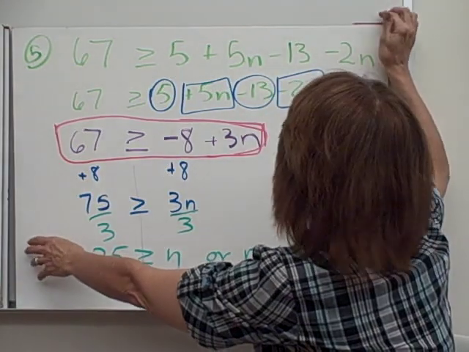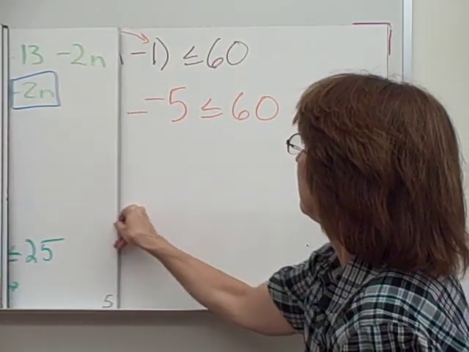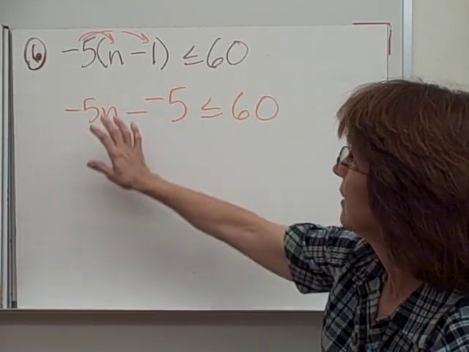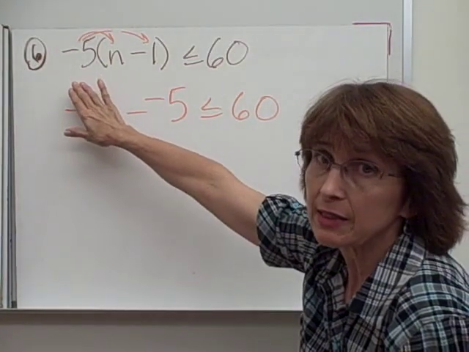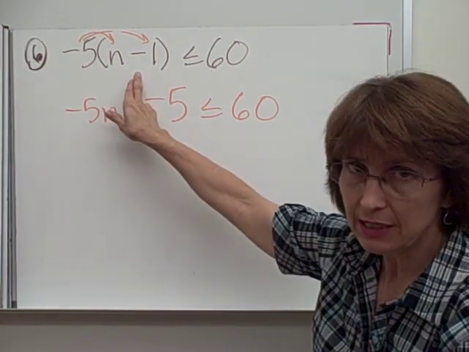All right, I think we have one more example, and that'll be it for this video. Okay, number 6. Go ahead and write it down. Now again, we have another distributive property. The difference here is that we have a minus in front of it. It's a -5, which might be a little tricky, and then we have a minus in here.